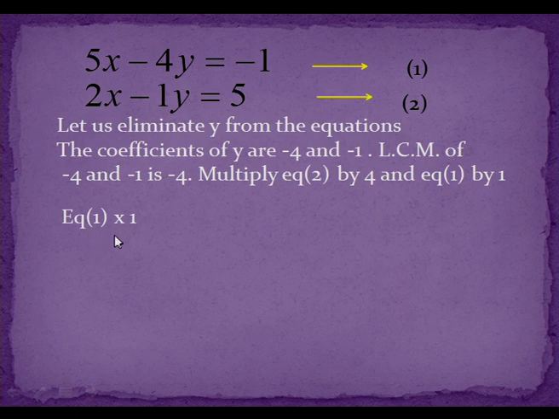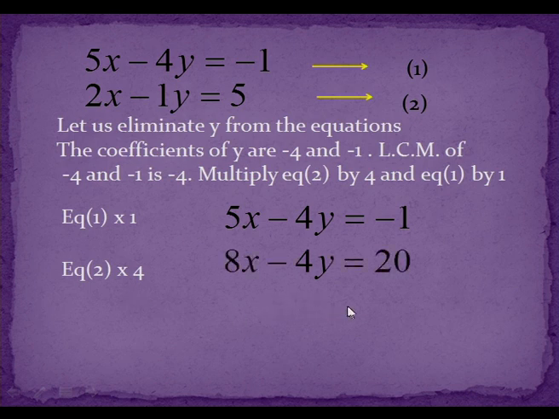So, when we are multiplying equation 1 with 1, what do we get? We get 5x minus 4y is equal to minus 1. And when we multiply equation 2 with 4, we get 8x minus 4y is equal to 20. If you observe, children, we have coefficient of y as minus 4 in both the equations. So, we cannot cancel them like this, they need to be of opposite sign. For that, what are we going to do? We can subtract. Then we observe we get minus 4y and plus 4y, which can be cancelled.